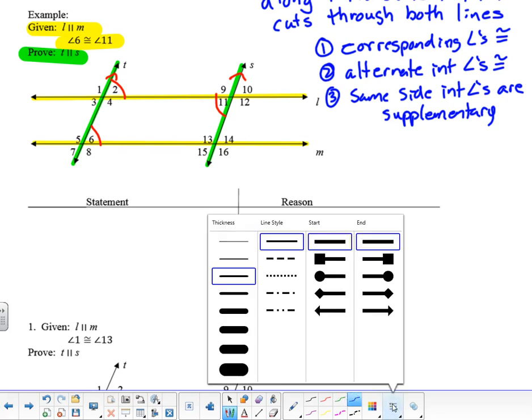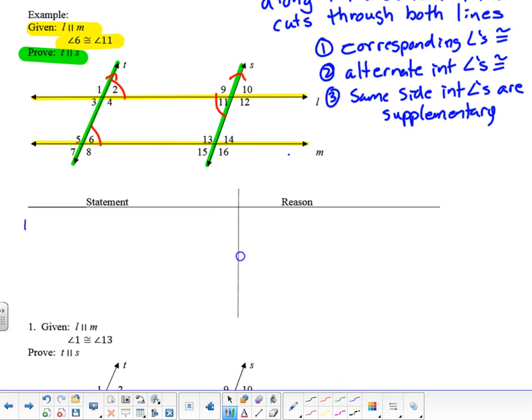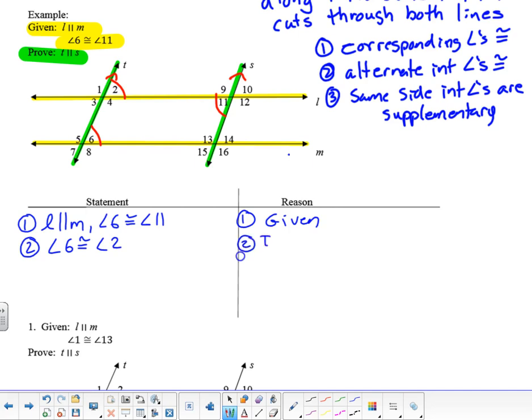I'm going to write this out, and I don't have a ton of room here, so try to write small. L is parallel to M, angle 6 is congruent to angle 11 because that's given to us. Step 2 is angle 6 is congruent to angle 2, and the reason for that is if two lines are parallel and cut by a transversal, then corresponding angles are congruent.